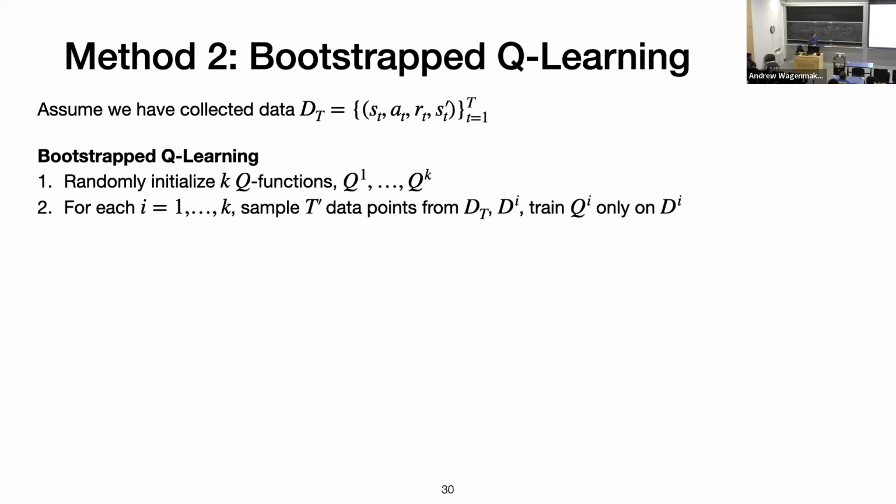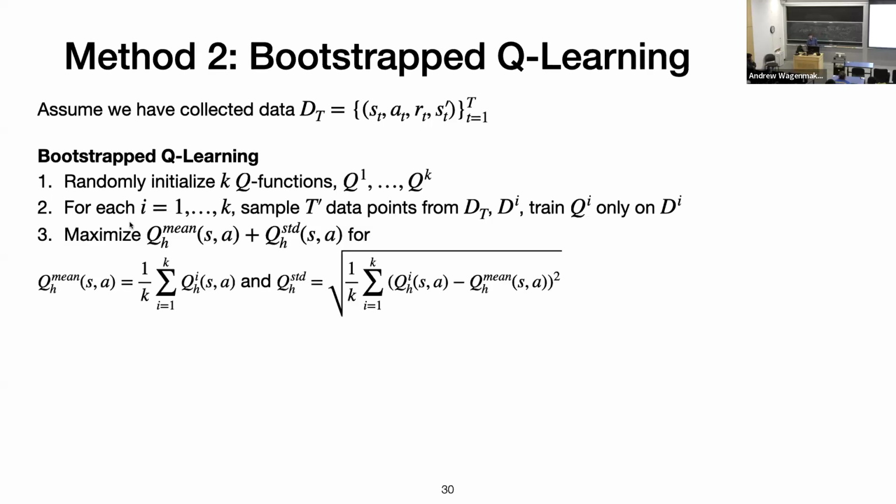However, if I have some points that I haven't visited a lot, I may only draw this point in some of my Qi. So maybe some of my Qi fit to these data points, and my other Qi don't fit to these data points. There are various ways people instantiate this, but one thing you can do is take your k Q functions.